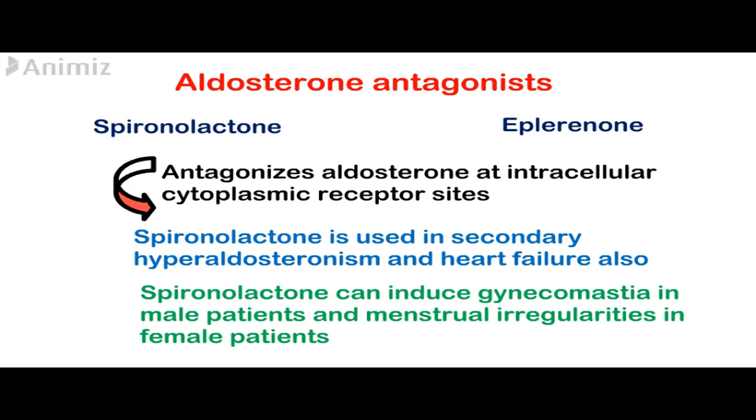Also, spironolactone can be used for secondary hyperaldosteronism and heart failure because spironolactone prevents the remodeling that occurs in progressive heart failure patients. Because spironolactone chemically resembles some of the sex steroids, it can induce gynecomastia in male patients and menstrual irregularities in female patients.